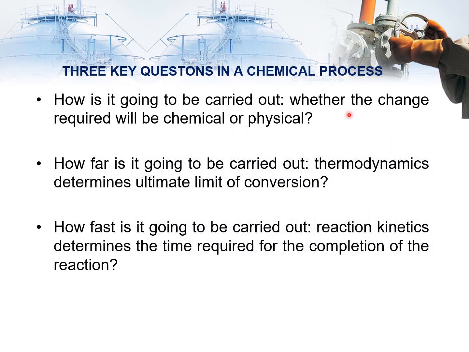We move on to how the chemical process is carried out. First of all, before we undertake a chemical process, we consider what it is going to be like. Is it going to be a physical change or a chemical change? How is it going to be carried out? The thermodynamics of the chemical process, the ultimate limit of conversion, how fast it is going to be carried out, the rate of the reaction kinetics, the time required for the completion of the reaction. Those are some of the key questions in a chemical process.